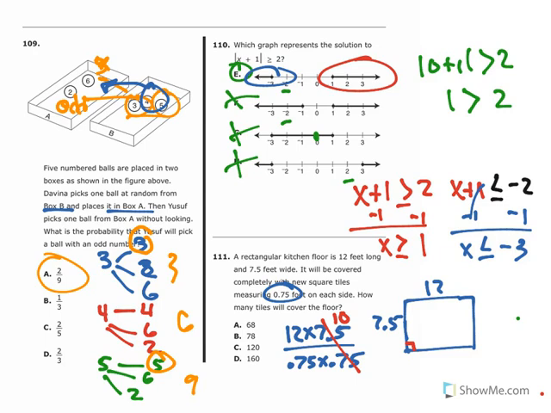12 divided by 3/4, right? Well, 12 is 48 quarters. So 48 divided by 3 is 16 quarters. 16 times 10 should give us 160.